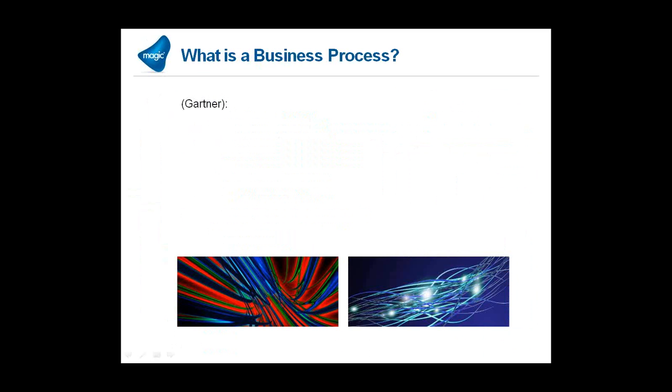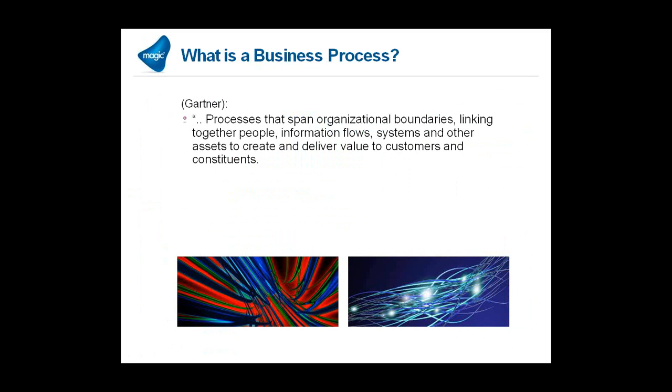Okay, so let's look at what is a business process. Don't worry, I'm not going to ask you to answer this, since I think we'd be getting a multitude of different answers, as I found when trying to find the best description on the web. And believe me, there are many. So I looked to see what Gartner says. According to Gartner, processes span organizational boundaries, linking together people, information flows, systems, and other assets to create and deliver value to customers and constituents. Well, I guess it is correct, but it doesn't really tell us that much.